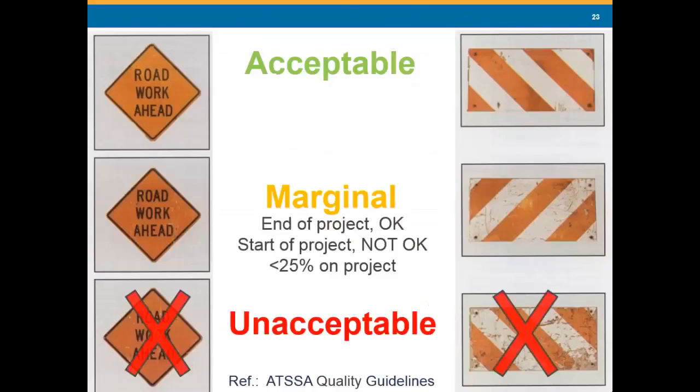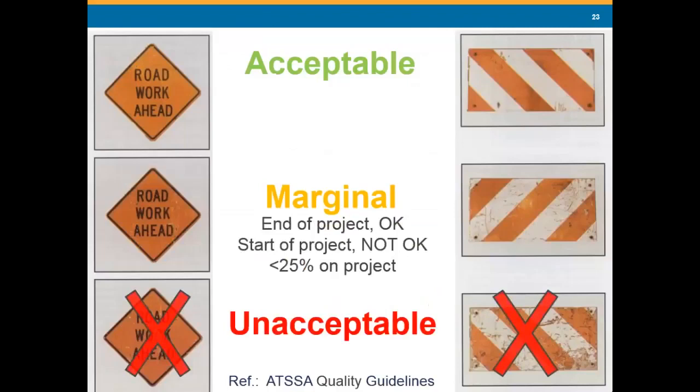This is showing, obviously, what's acceptable, marginal, and unacceptable. This is a great little thing. When we have TCIs come in, again, and I'm sorry to keep referring to Region 2, but that's where I am. I'm not sure what everyone else does.